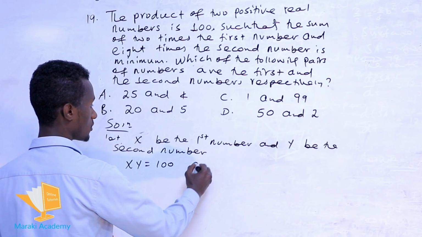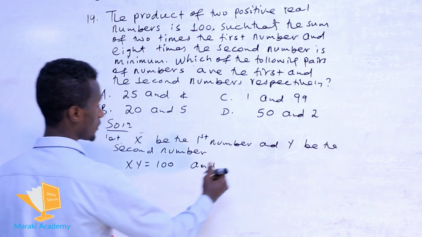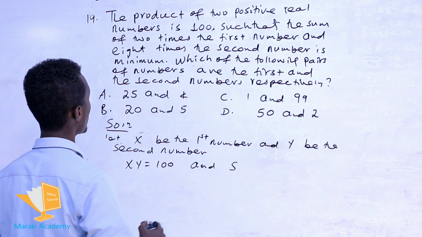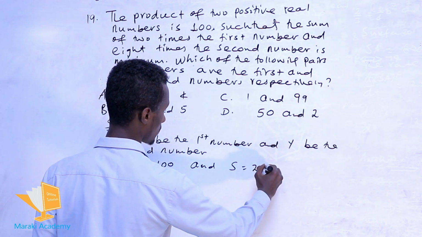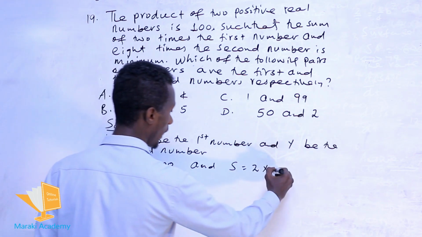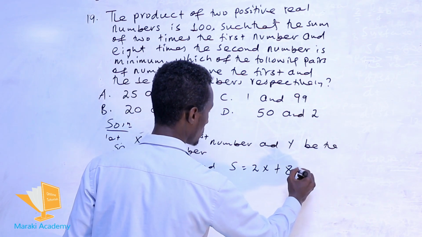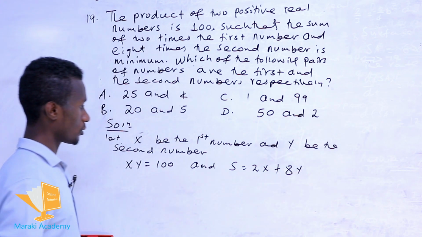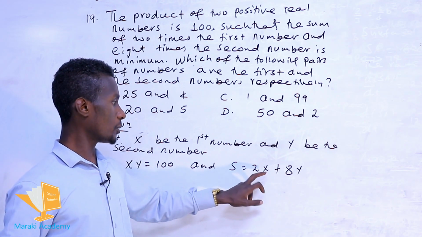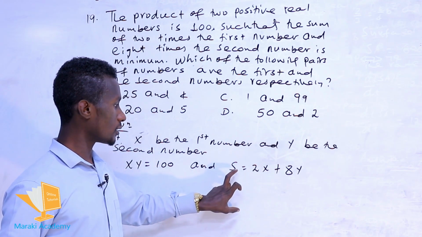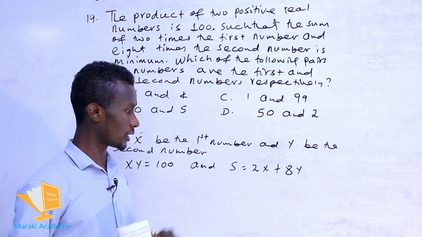And what is the other condition? We have the sum, represented by S: 2 times the first number, which is 2x, plus 8 times the second number, 8y. This is the condition, which is the minimum. So if this is the minimum, the first derivative must be zero.